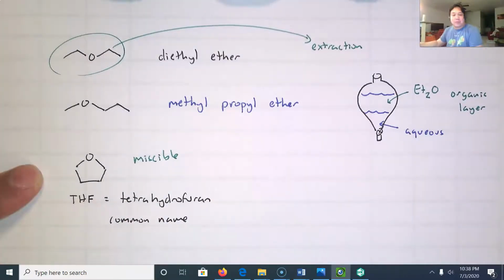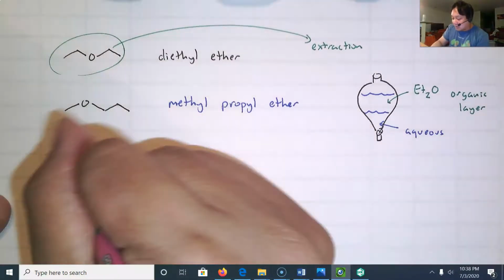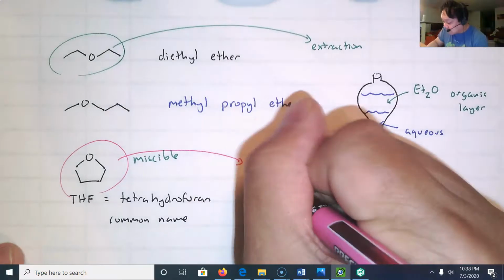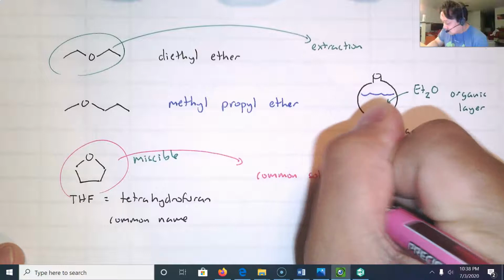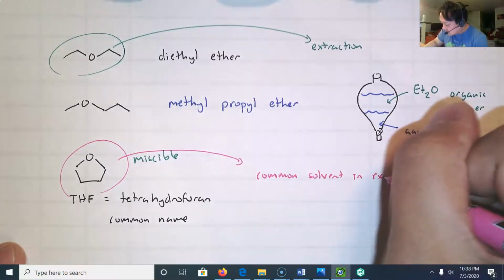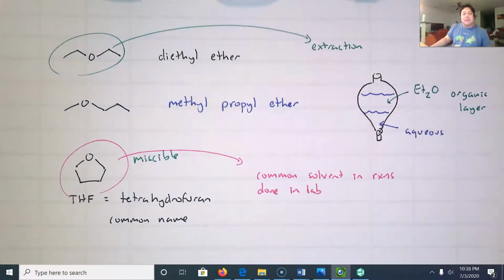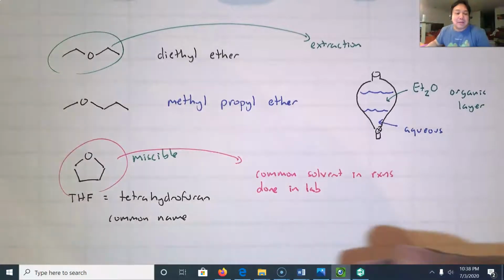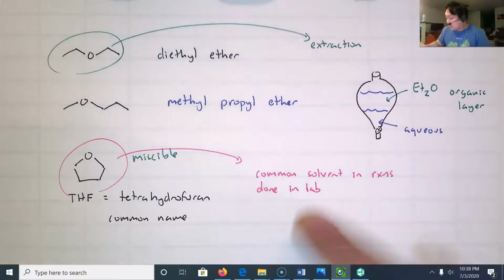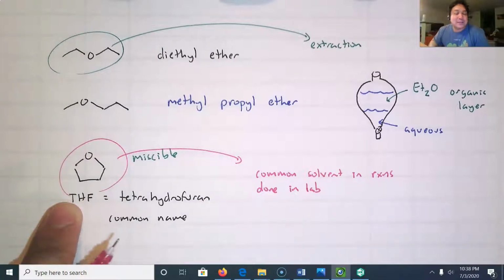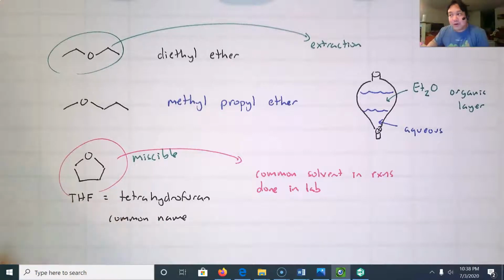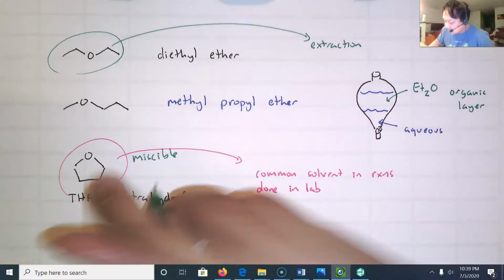Why would you be working with this? This one is a common solvent for reactions done in the lab. You may be asked to run your reaction in the lab using THF. Do you know what kind of solvent this is? We discussed types of solvents when we were looking at substitution. Polar, nonpolar, protic, aprotic. This solvent is polar because you have a carbon-oxygen polar bond.